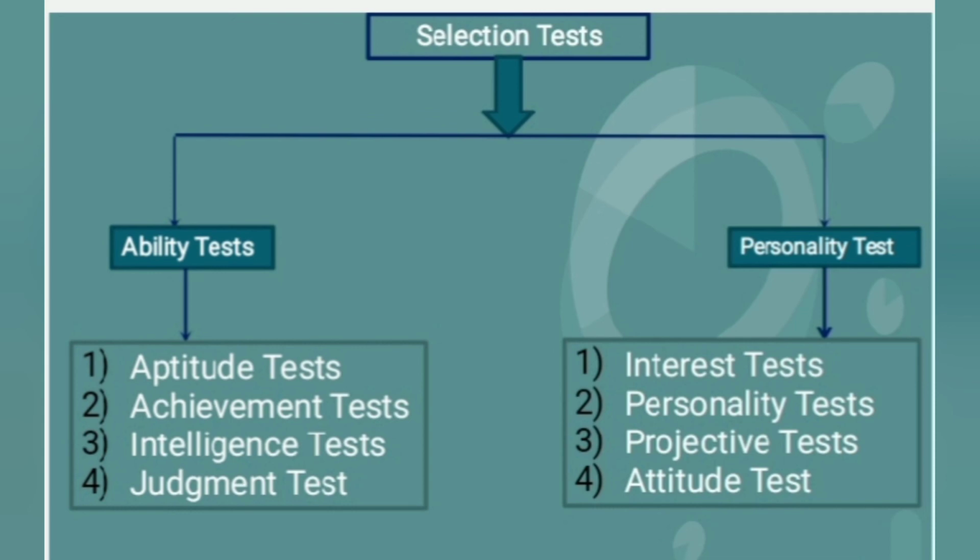Personality test, interest test: what type of interest does the candidate have, what is the personality of the candidate, what is the attitude, what is the behavior, how will he be with the other candidates, will he be able to perform certain tasks with the team. Projective tests are also situation-based tests: how he is projecting himself in that situation. It all matters in an interview. Attitude test is about the body language, how he is speaking, whether he is patient or not. These all come under the attitude test.